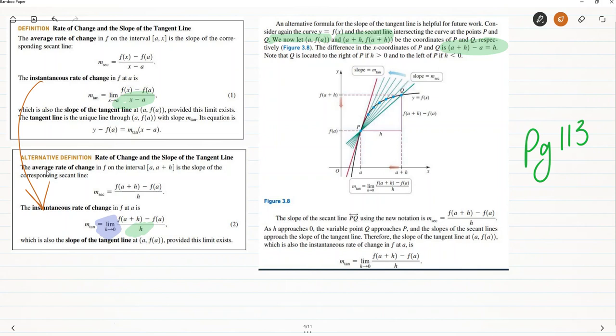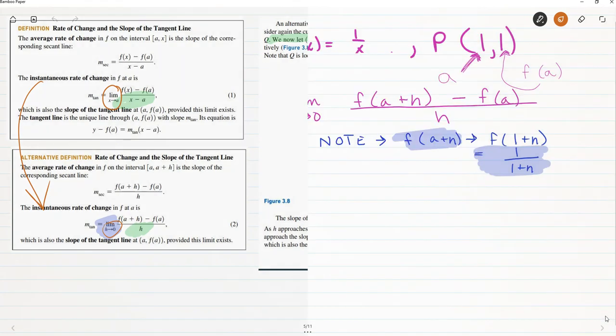Because these two definitions are the same, and here on page 113, we get a little more explanation of how they're connected. But it's just that we're going to define h to be this x minus a. So we're saying that as x is getting closer and closer to a, x minus a, we're going to say that that is the same thing as the distance between x and a getting closer and closer to 0.